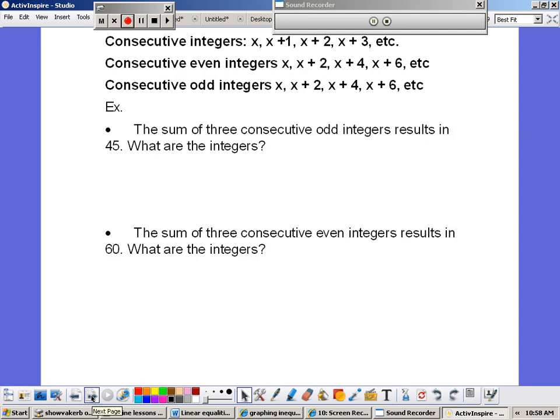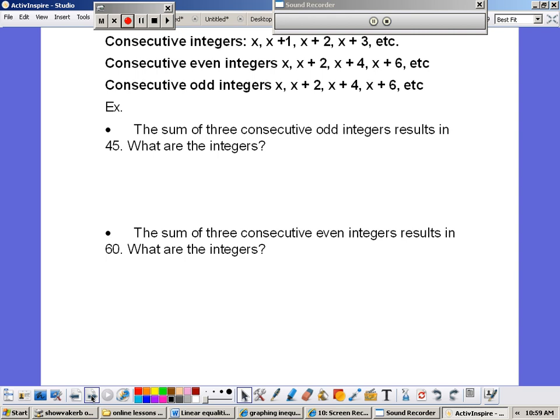Okay, first we're going to talk about consecutive integers. Consecutive integers are numbers that are in order: 1, 2, 3, 4, 5, 6. To go from 1 to 2, we add 1, and to go from 2 to 3, we add 1 more, which is 1 plus 1, which is 2, etc. The consecutive even integers are like 2, 4, 6, 8, 10. To go from 2 to 4, we add 2. And to get to 6, we add 2 more, so 2 plus 2 is 4, and that's how we're getting these equations. The consecutive odd integers are 1, 3, 5, 7.